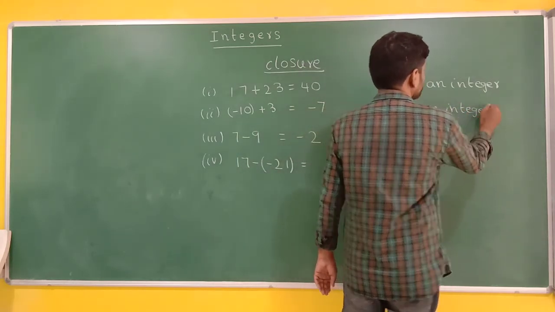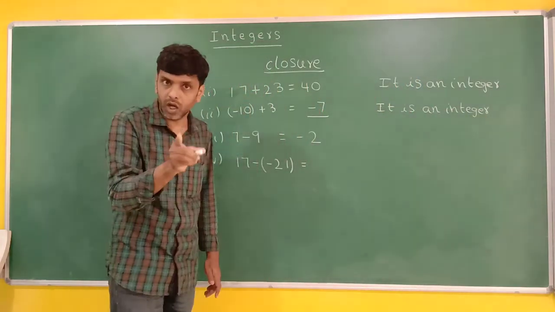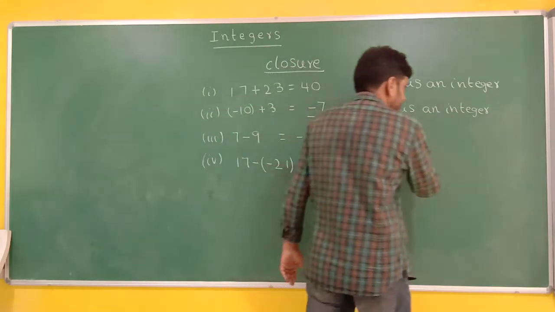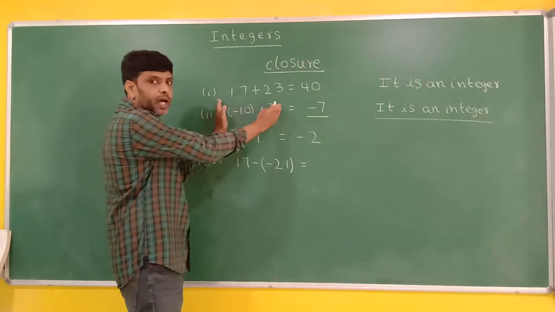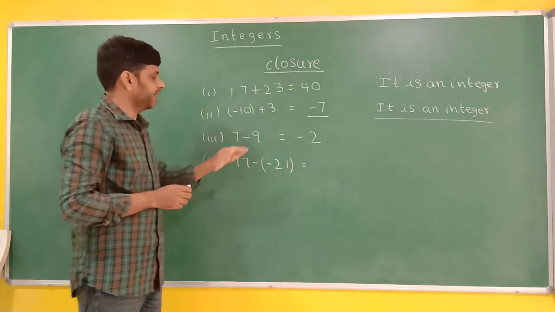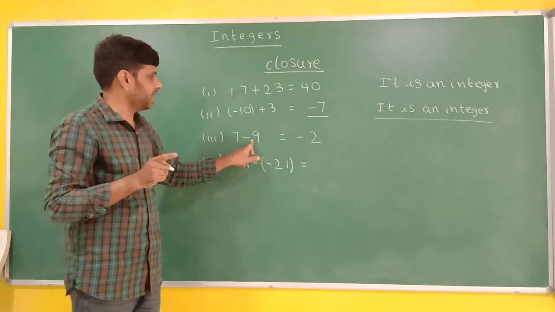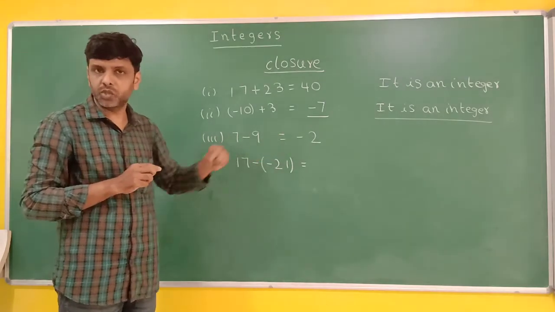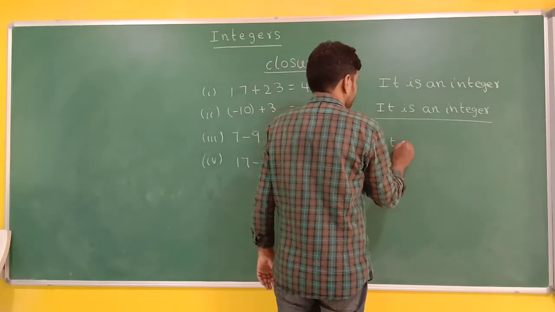So, how should you solve the homework problem? You should write this answer also and you should write this statement also. This is the question part. For the second one, 7 minus 9 subtraction. 7 minus 9 is minus 2. Is minus 2 an integer? Yes. It is an integer.